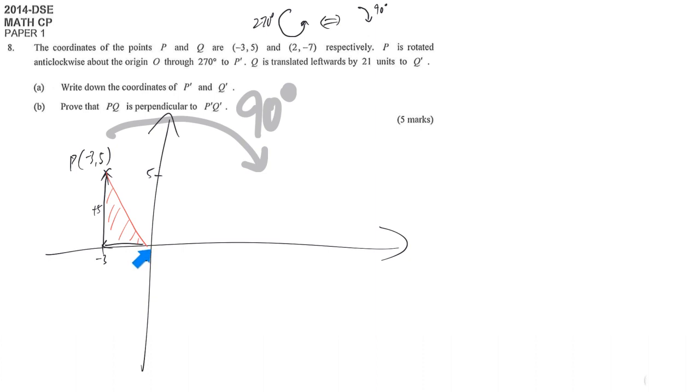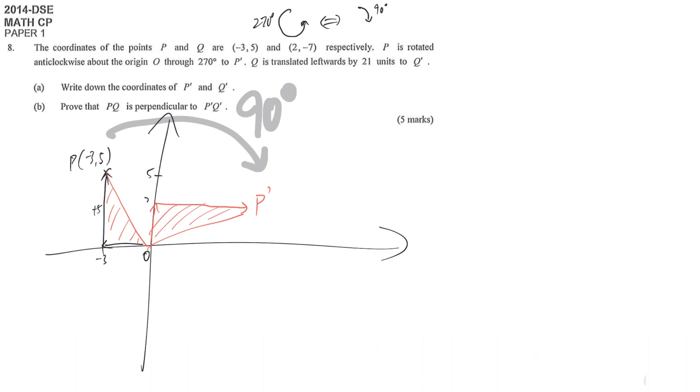Originally, to reach P, we go left by 3 and then go up by 5. Now, if we rotate it, go left will become go up, and go up will become go right. So we can draw the triangle easily. Go up by 3 and then go right by 5. We rotate the triangle easily, and then this gives you the position of P prime.